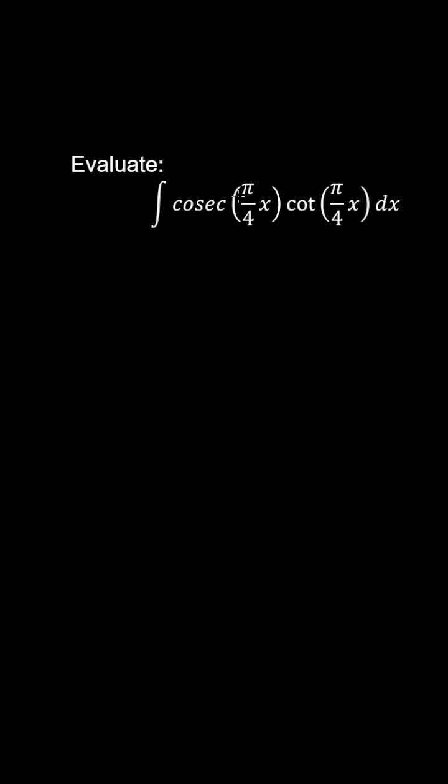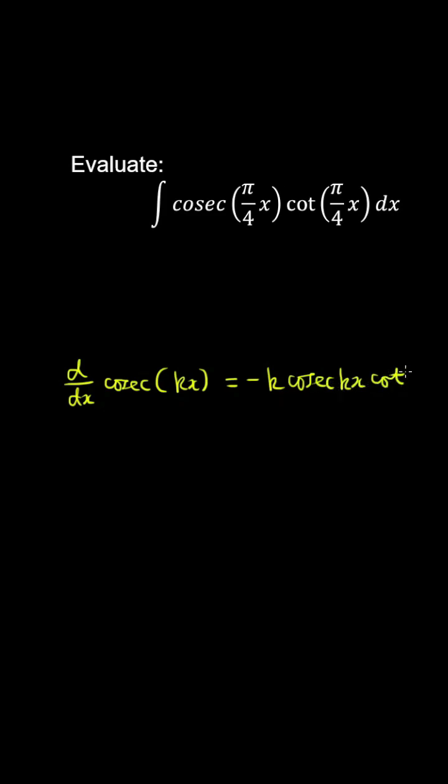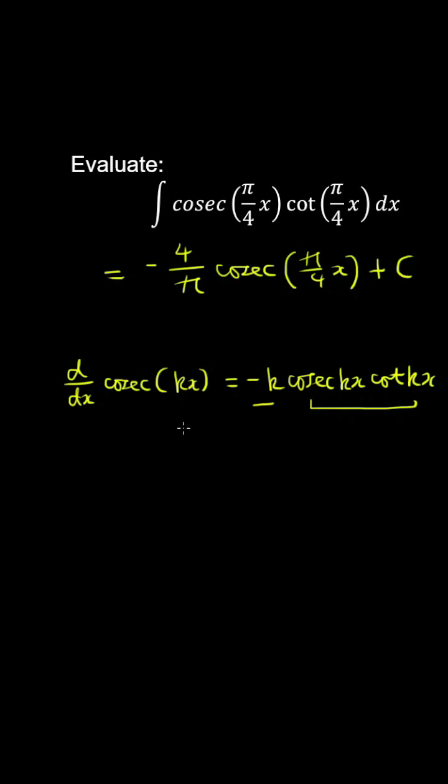Let's evaluate this integral. So one thing you may recognize is the derivative of cosec of a constant by x is equal to minus k cosec kx by the cotangent of kx. So if we divide through by minus k and then integrate both sides, where this here is the integrand, what we get is minus 1 on k. So this time we have minus 1 on pi on 4, which is 4 on pi, and cosec pi on 4x, plus the constant of integration.